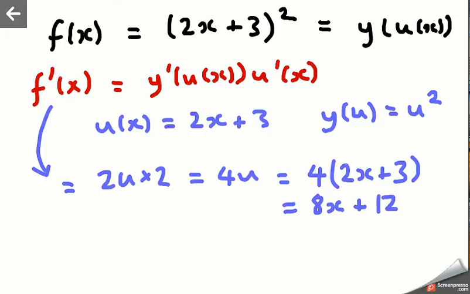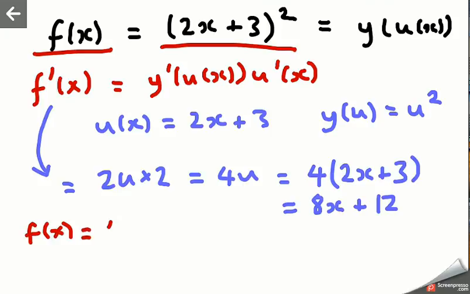Now you may be sitting there going, geez, Nick, why do we even need this chain rule? This is dumb, because I can just expand f of x out. I can expand these brackets. If I expand the brackets, clearly f of x is equal to 4x squared, because 2x times 2x is 4x squared, plus 2 times 2 times 3x, so plus 6x.